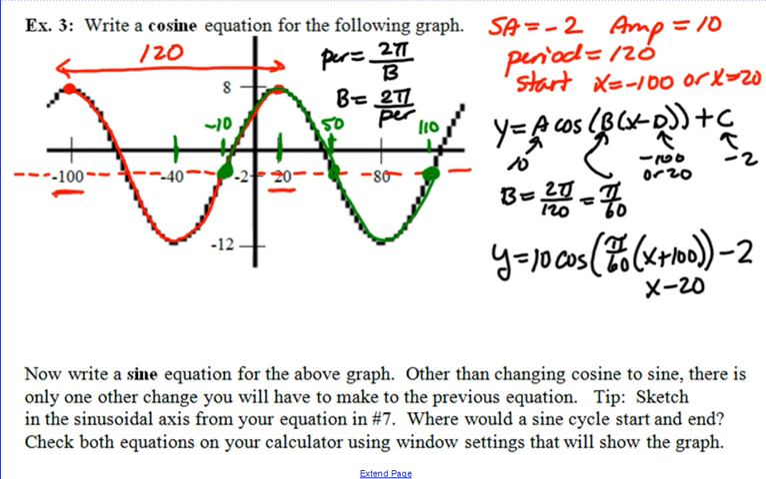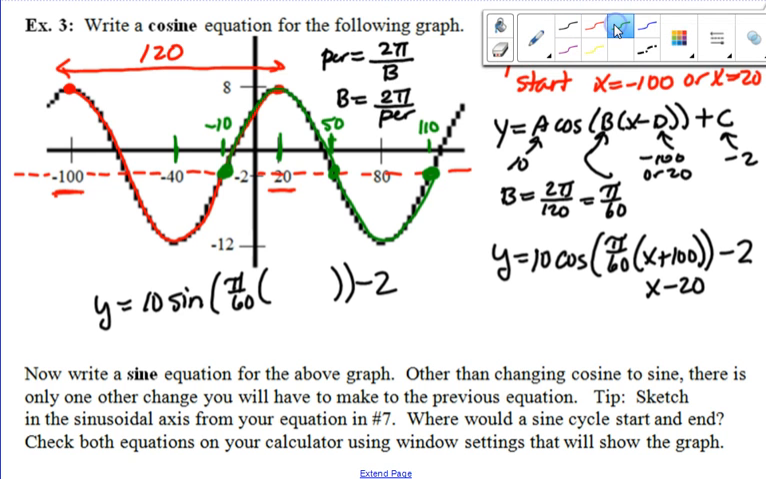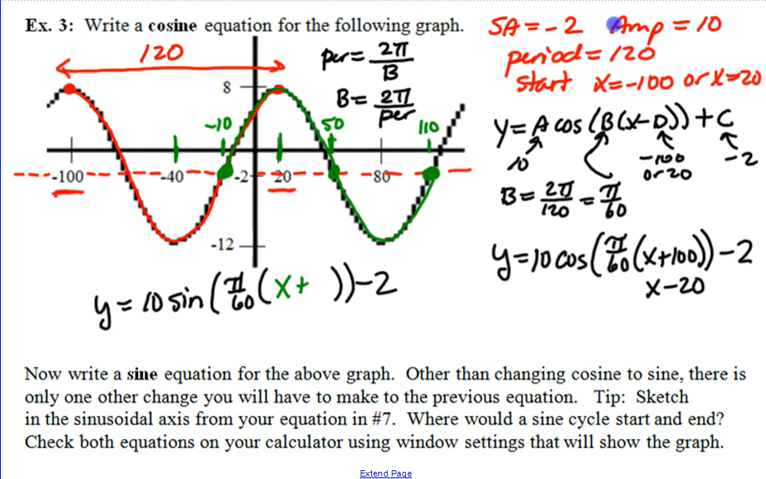So I'm going to write y equals 10 sine of pi over 60 times, leave that open, minus 2. So where is the starting point? Right here, -10. So what goes in here, I'm going to change this to green, is x plus 10. So this is the only thing that changes for a sine graph as opposed to a cosine graph.